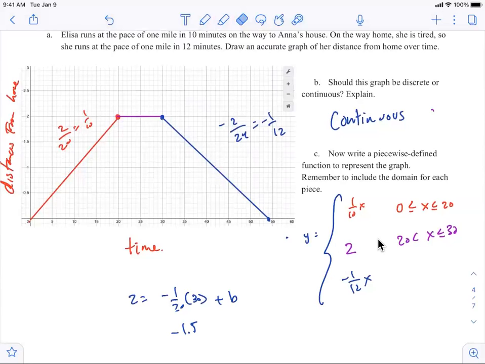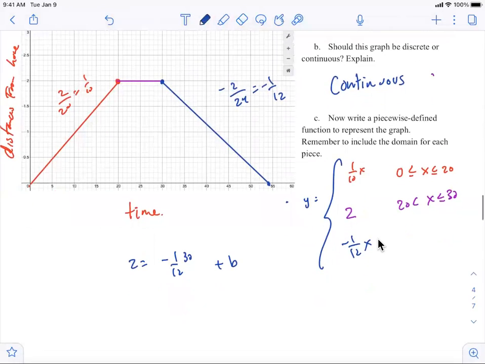Negative 1/12 times 30, sorry, which is 30 over 12, I think 6 goes in there, so it's negative 5 over 2 plus b. So 2 equals negative 5 over 2 plus b. Add 5 over 2 to 4 over 2, which is 9 over 2 equals b. So then it's plus 9 over 2 for x from 30 to 54.